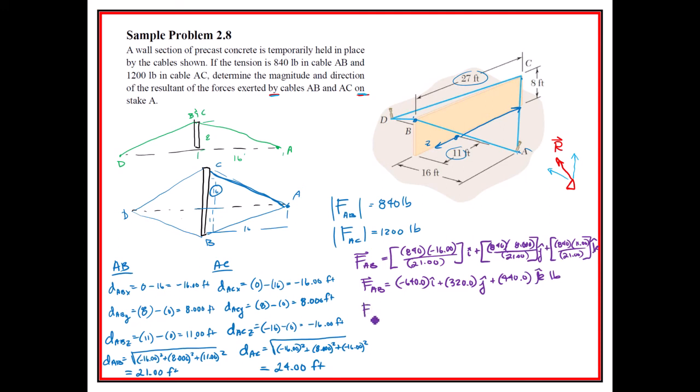We do the similar thing for AC, right? But this time it's going to be 1200 times negative 16 divided by 24 I, plus 1200 times our 8 divided by 24 J, and then 1200.